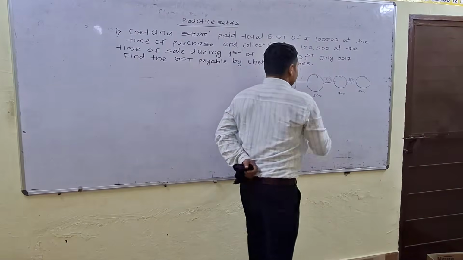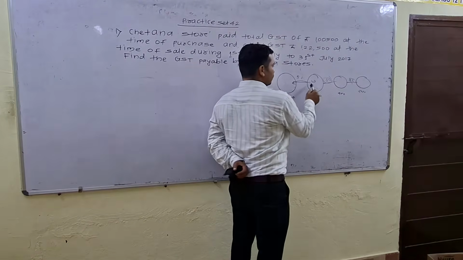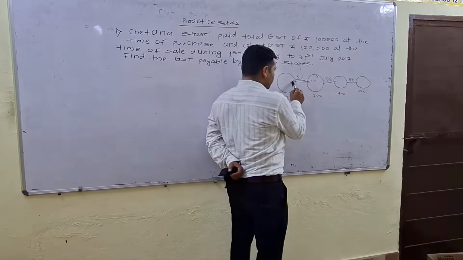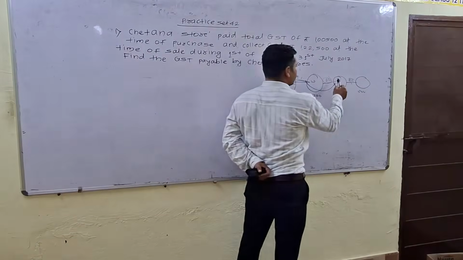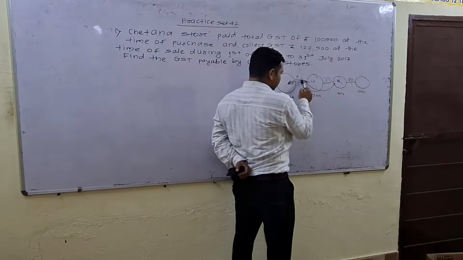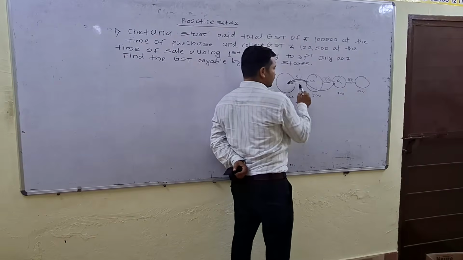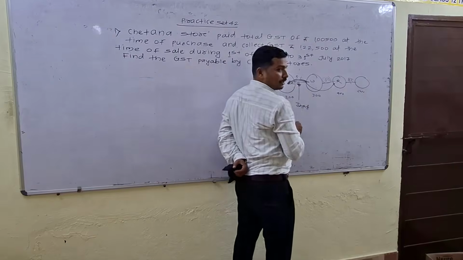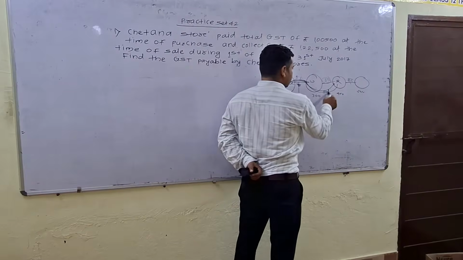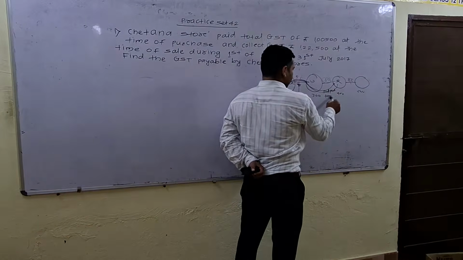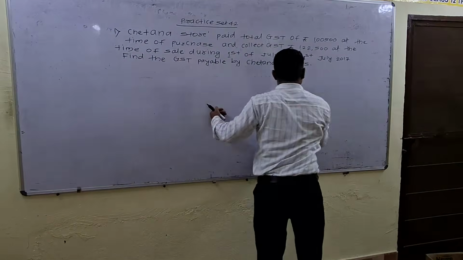So at the time of purchase, there is a wholesaler who purchases, and the purchased goods are sold to the retailer. At the time of purchase, we call it input tax, which means the GST paid while purchasing is called input tax. And at the time of sale, we call it output tax. There is a difference.